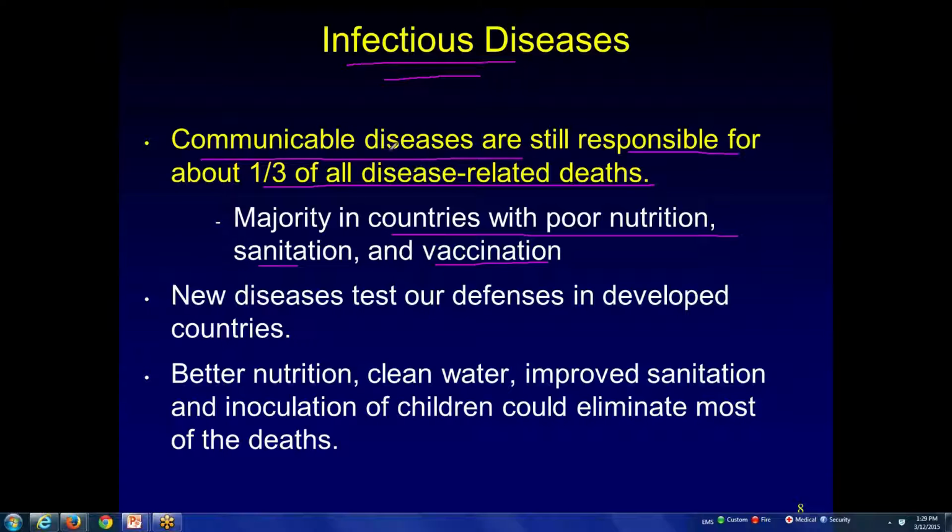So communicable diseases are mainly a problem in developing countries, but they're still about a third in our developed nations anyway. New diseases test our defenses in developed countries as well. We are not immune. We have flu viruses that frequently mutate. I don't know if you guys realize this, but the flu vaccine this year here in western North Carolina, and the one given across the state and probably most of the United States, was only 24% effective.